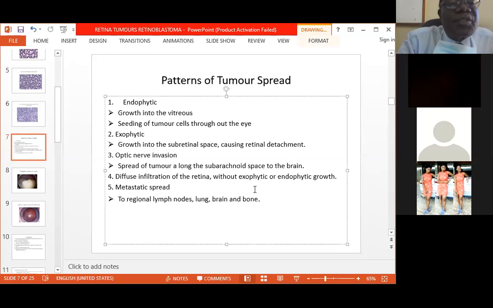So metastatic spread can occur to the regional lymph nodes, to the lungs, to the brain, and to the bone. Metastatic spread goes in the bloodstream. That's how the cells eventually end up in these other lymph nodes, in the brain, the bone. Those cells have spread from the tumor within the eyeball through the bloodstream, through the lymphatics, and they end up in those other sites.